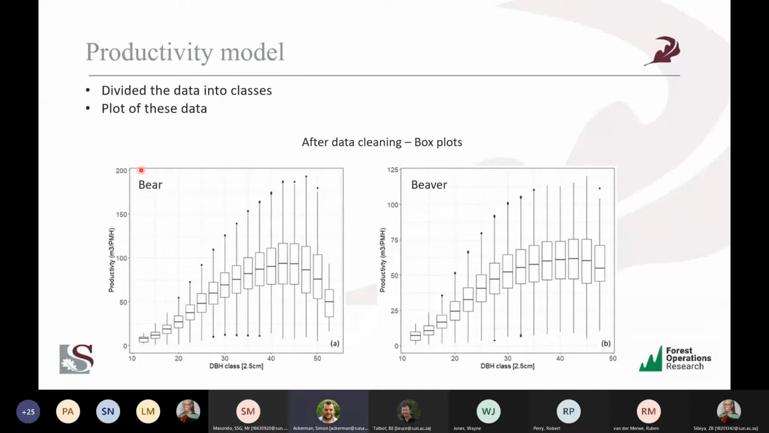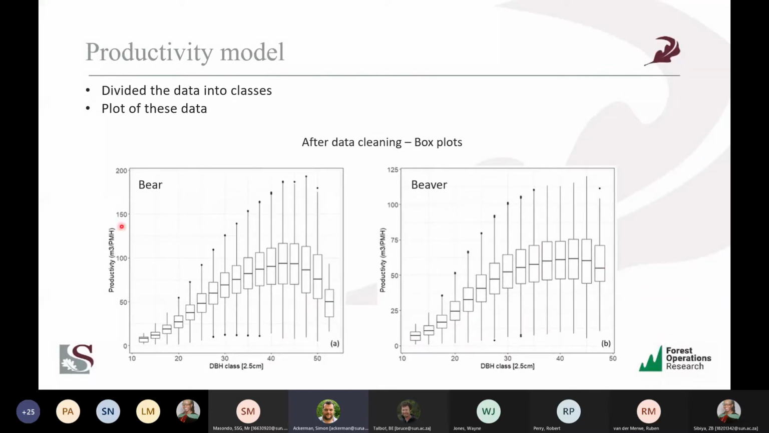in order to visualize what is happening in these particular clouds of trees, I divided the data into classes and plotted these data, productivity against dBH. I divided the range into 2.5 centimeter classes, and then applied a box plot to each of these classes. You can see how the median for each box plot follows a particular pattern: it increases, plateaus, and drops off, and then maybe to a lesser extent in the beaver, but still there's a drop in productivity in the larger tree sizes.